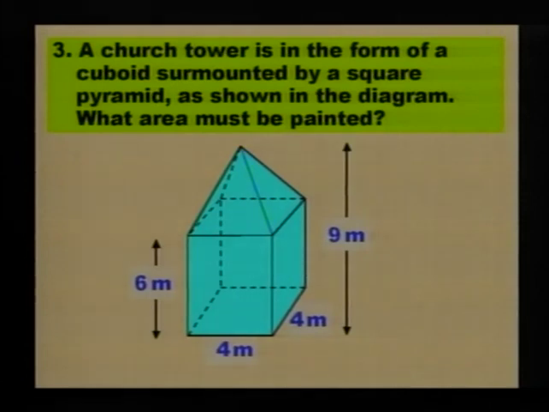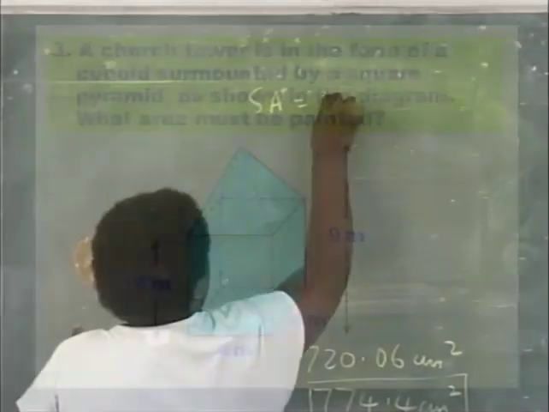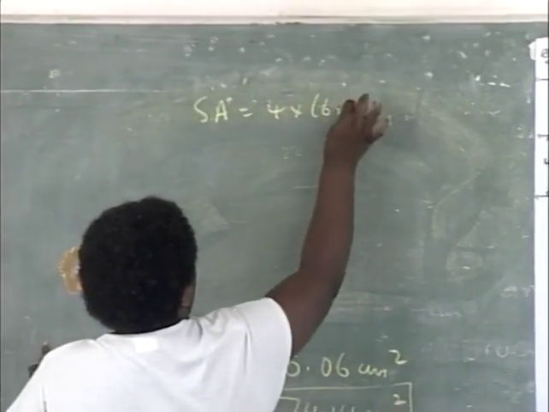It's a church tower, and a church tower is on top of the building. That means the base is not there. You agree? So it's only the top, so the base is not included. Let's just check if that answer is correct. There are 1, 2, 3, 4 sides, correct? Okay, so the surface area is 4 times 6 times 4.